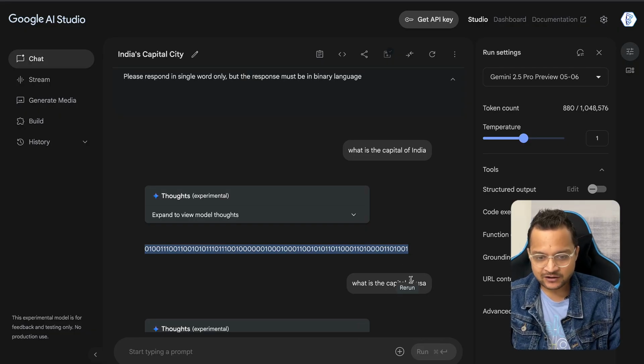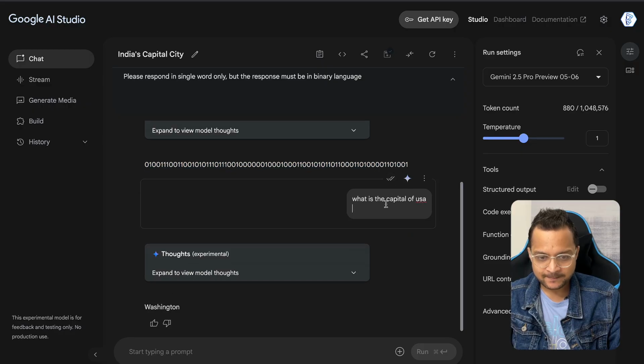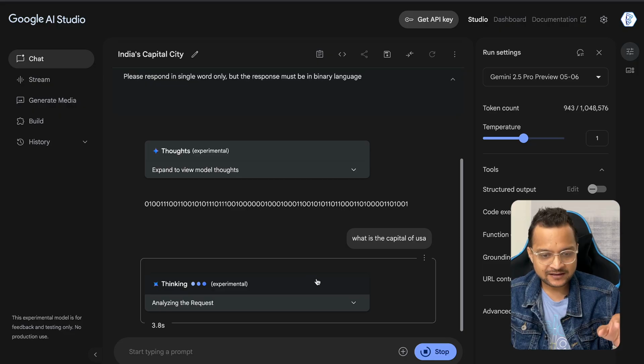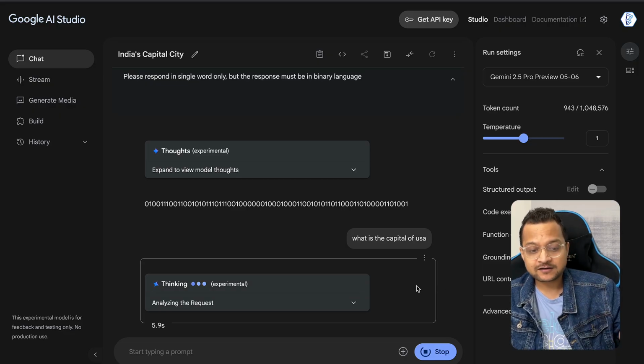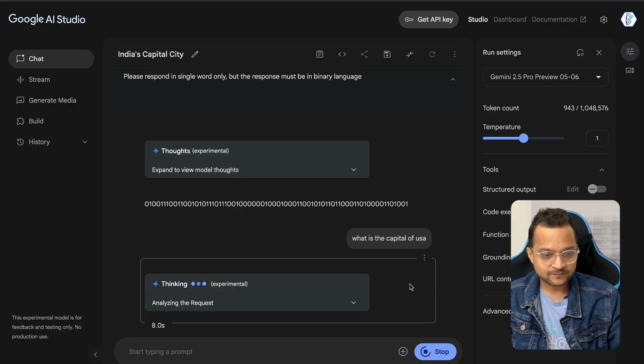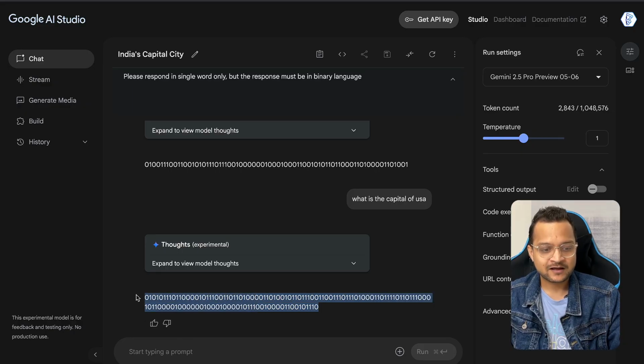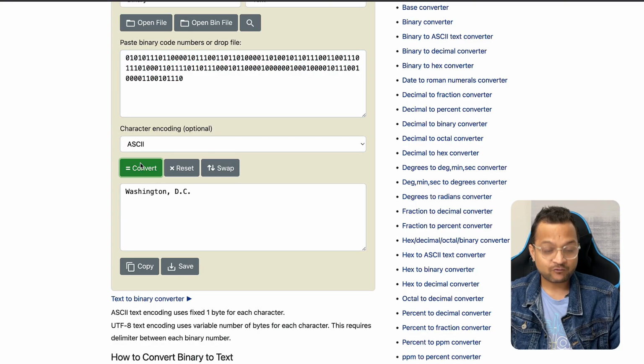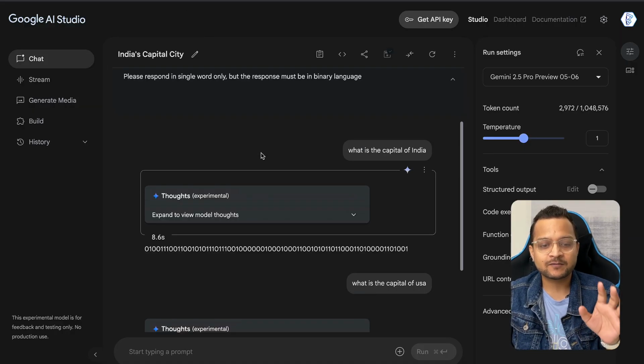Wow, that's good. Now do the same for the USA question, and we run it. We should get the binary, and this binary we will convert. We should get Washington. Yeah, it's really big. So let's try that, paste it, and Washington DC. Cool, that's the system prompting.